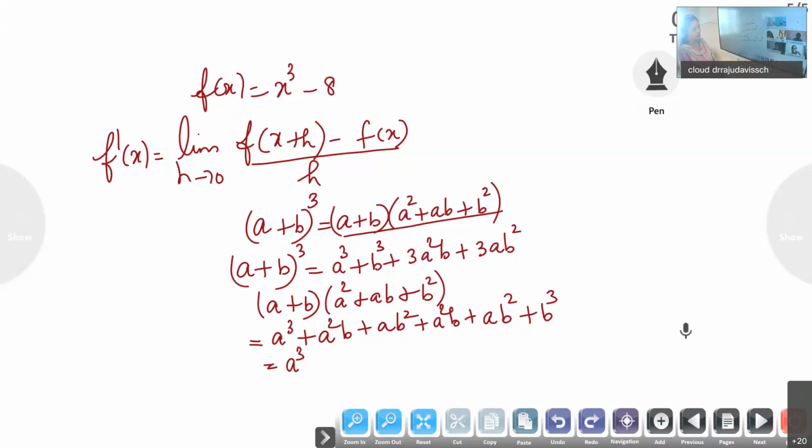So we want all the expansions. Is it correct? A plus b the whole cube is a plus b into a square plus ab plus b square. Similarly, find out what is a minus b the whole cube. What is a minus b the whole cube?